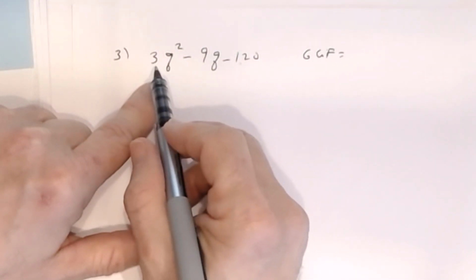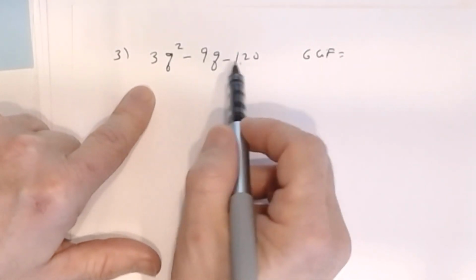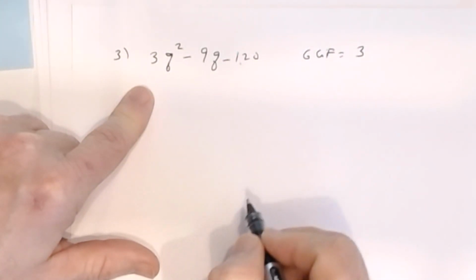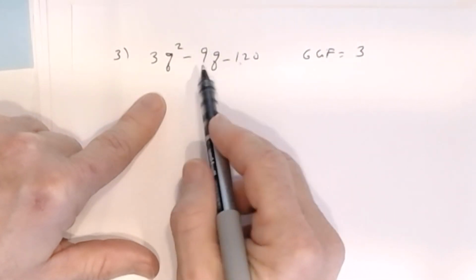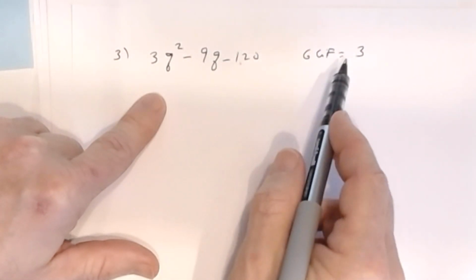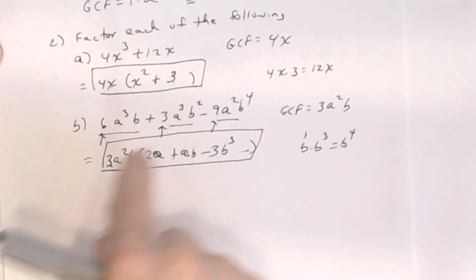Besides the factor 1, 3 goes into all of those. So the GCF is 3. And it's only 3, not q, because you got to have q's in all of them, and there's no q here. So that's your GCF. Now remember previous lesson, once you find your GCF, you factor it out.